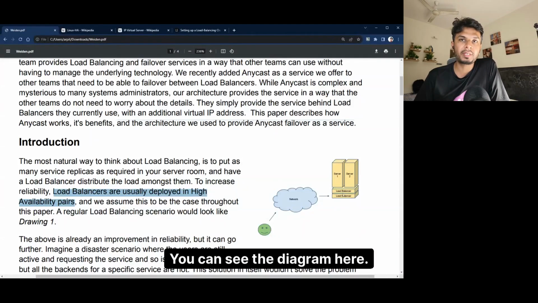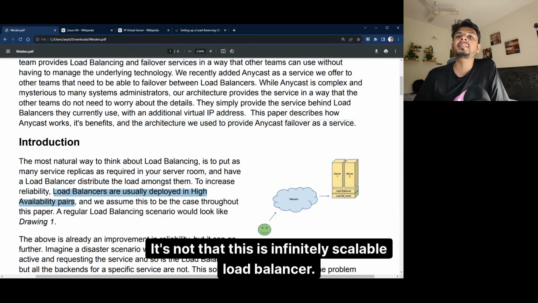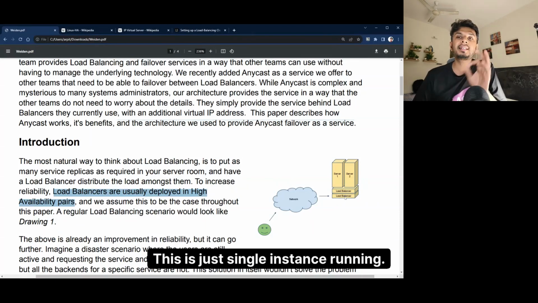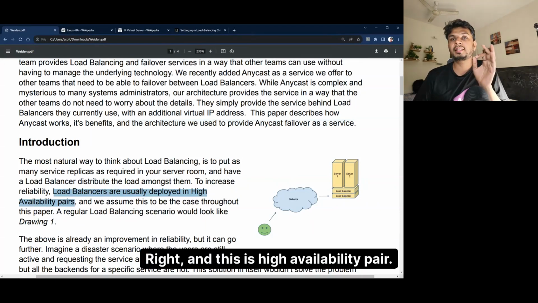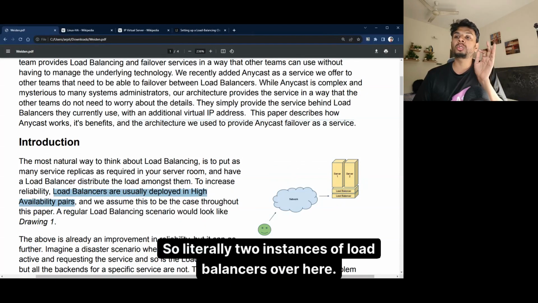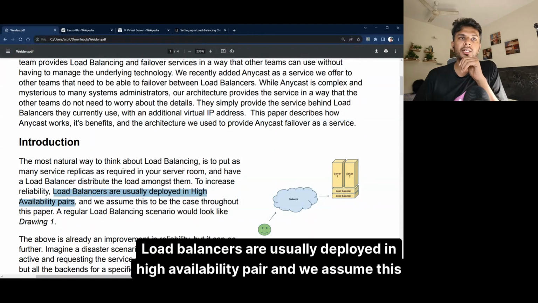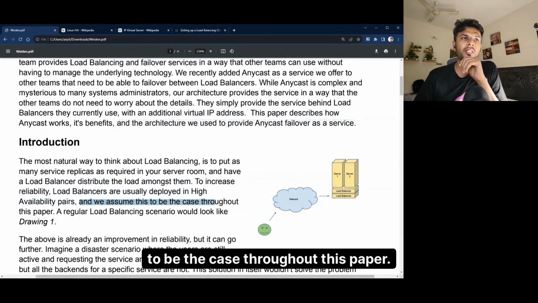You can see the diagram here. Here there are two load balancers. It's not that this is an infinitely scalable load balancer. This is just a single instance running, right? And this is a high availability pair. So literally two instances of load balancers over here. Load balancers are usually deployed in high availability pairs, and we assume this to be the case throughout this paper.